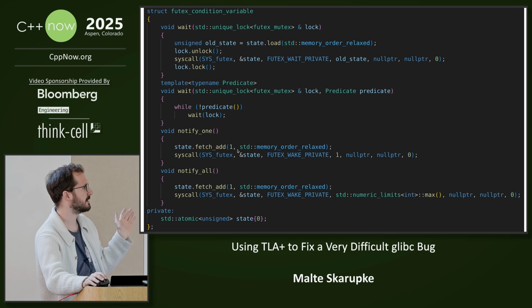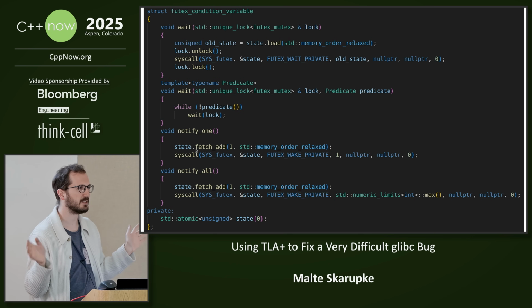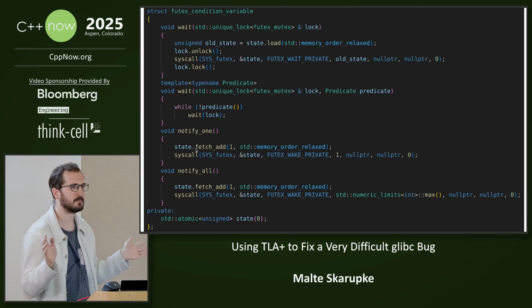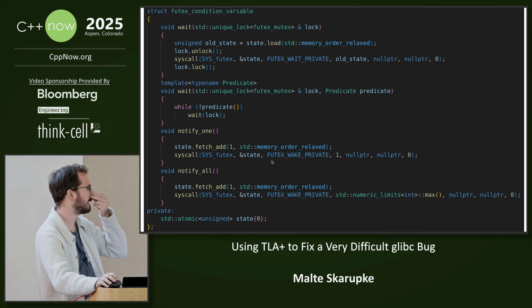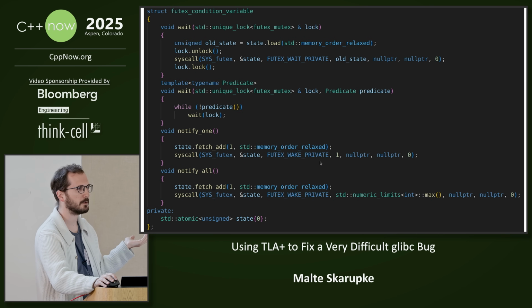And so what this does is all we have to do is make some change. We have to perturb the state in some way so it's different from before, so that this thing doesn't accidentally go to sleep if something changed. In this case, I just add 1, and then I call wake 1.